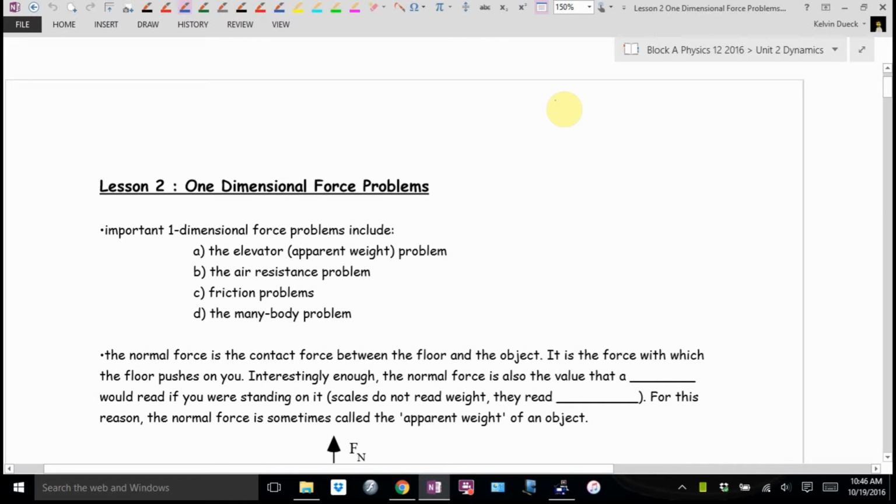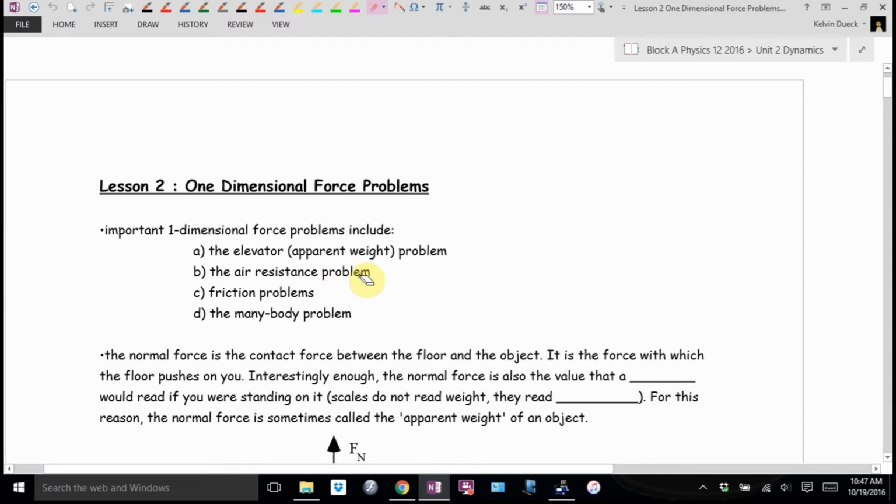So one-dimensional force problems, stuff in a straight line. And by straight line, Julie, I mean up and down or left and right, because you could argue slanty is a straight line. We're not going to get there yet, eventually. Some important one-dimensional force problems include the elevator problem. What the elevator problem asks is, how heavy do you actually feel? It's your apparent weight, except we had a fancy name for apparent weight. We'll talk about that in a second.